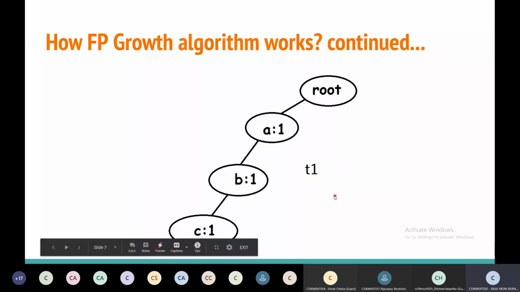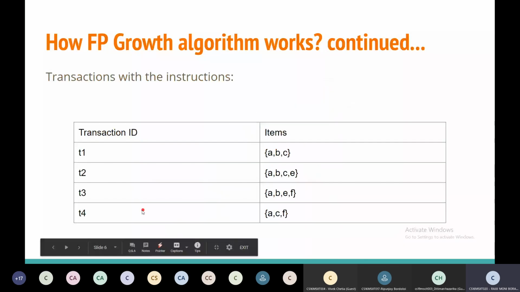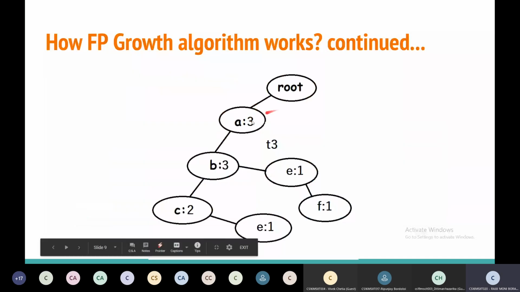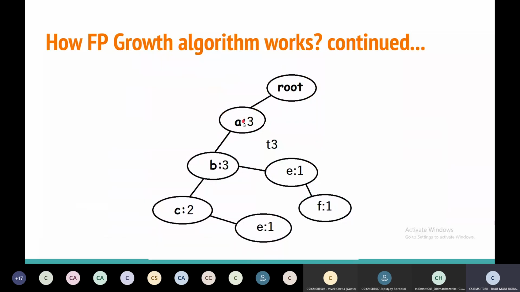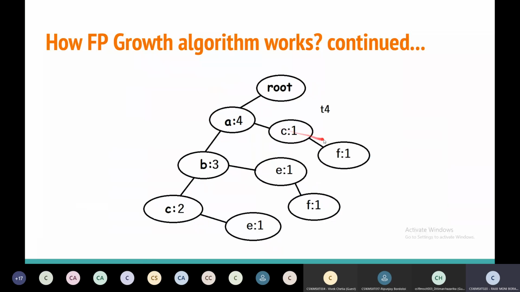In the last transaction, T4, we have items A, C, and F. We don't have any further nodes connected, so ACF is connected. What we need to do is create again, after the root node, a directly connected node that is A. After this, we need to create two more nodes connected to it, followed by the same items, C1 and then F, since the transaction has A, C, and F. So this will be our FP tree.